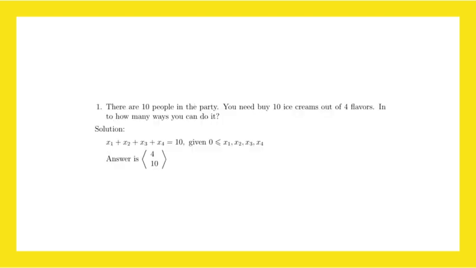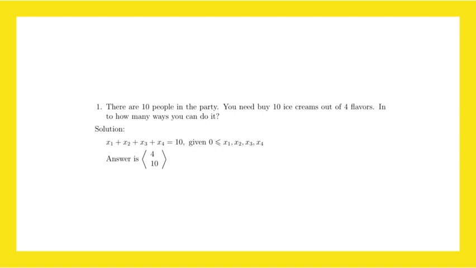Now we will solve several different problems to understand these different situations and arrive at correct answers. Let us consider the first problem. It is similar to what we have discussed. Suppose there are 10 people in the party and you want to buy 10 ice creams of 4 flavors. In how many ways can you do it? This is similar to asking in how many ways 4 whole numbers can be added so that we get 10. So algebraically, x1 plus x2 plus x3 plus x4 is equal to 10, and all of x1, x2, x3, x4 should be greater than or equal to 0. The answer is 4 elbow 10.